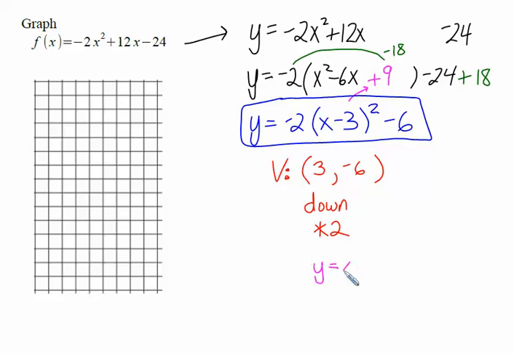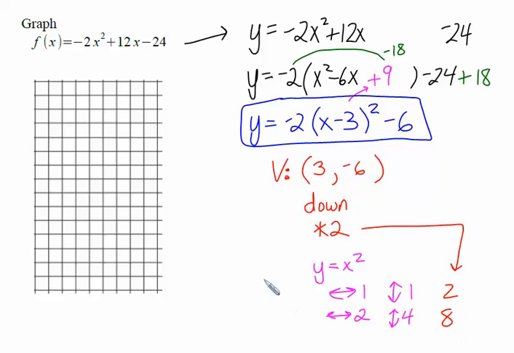Ordinarily, with a graph of y equals x squared, when we go left or right 1 from the center point, or vertex, we go up or down 1 squared, which is 1. And when we go left or right 2 from the center point, or the vertex, we go up or down 2 squared, which is 4. However, here we are multiplying by 2. So we are going to have to adapt accordingly.